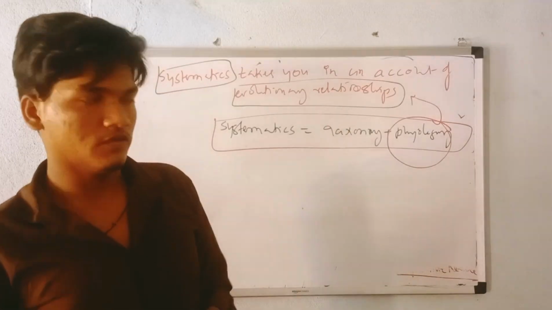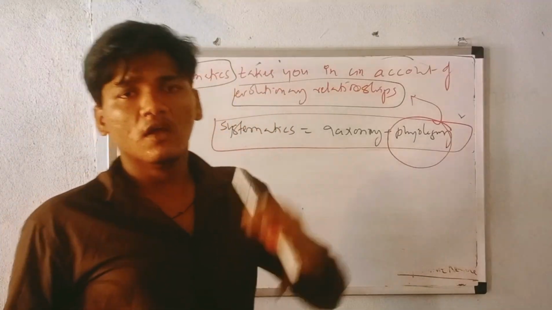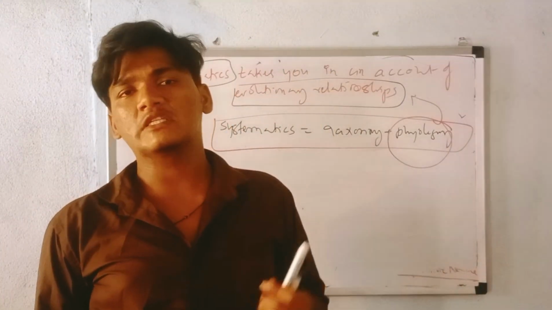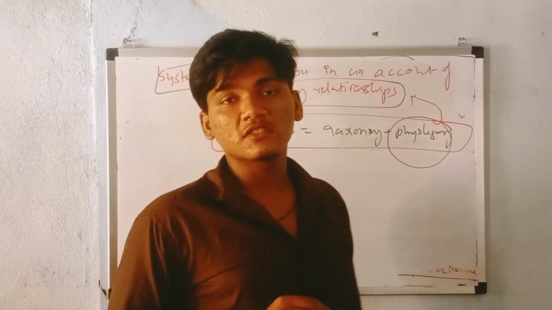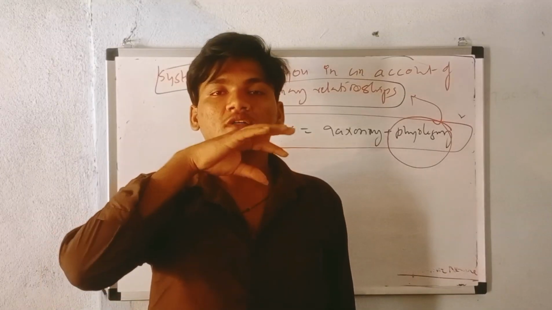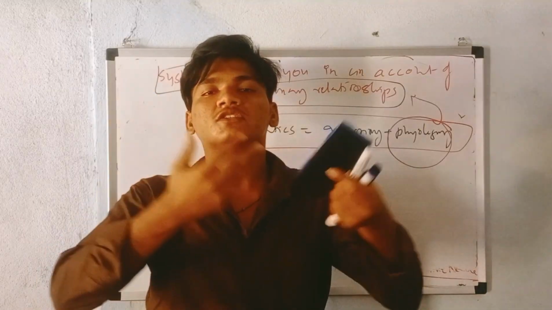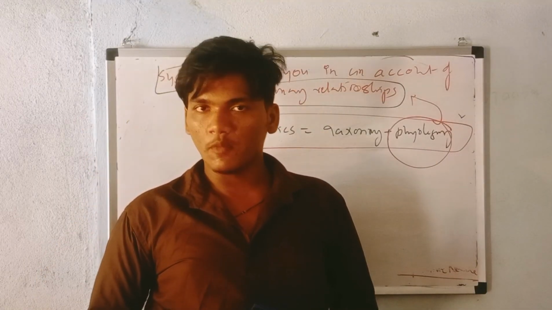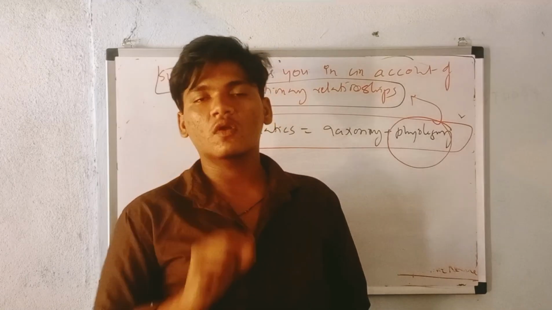I hope you understood. Chalo. This is the broad discussion about the term systematics. First the definition: systematics is a branch of biology which deals with the study of different types of organisms, their diversities and the relationship among them.